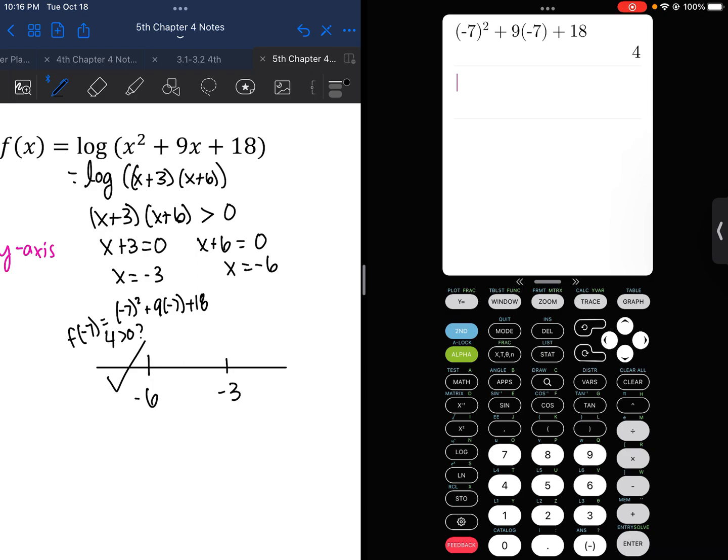And then here we can test f of -5, which would be basically the same thing: -5 squared plus 9 times -5 plus 18. So over here I'm going to go back in and get rid of my 7s and add a 5 instead, because that'll make my life easier. Maybe, if I can get it to go where I want it to.